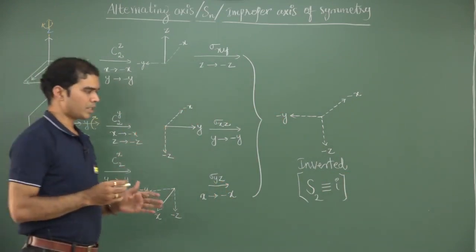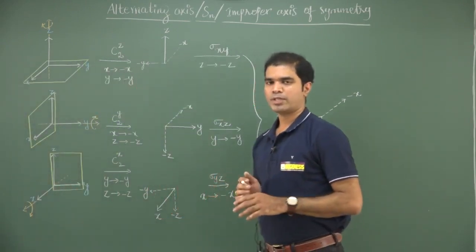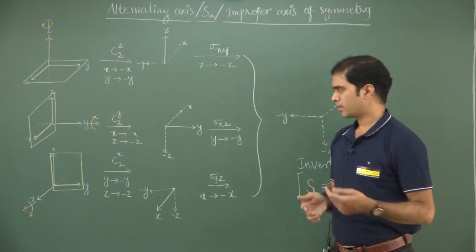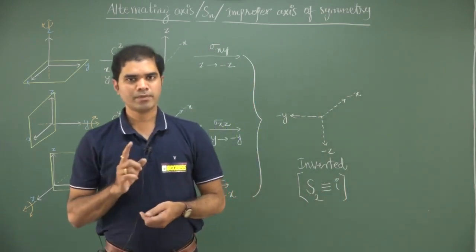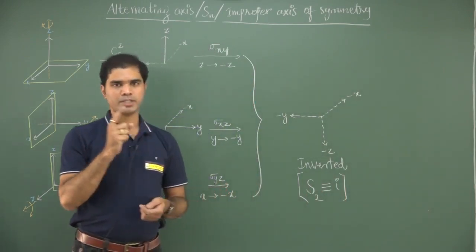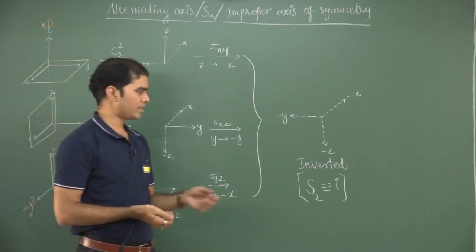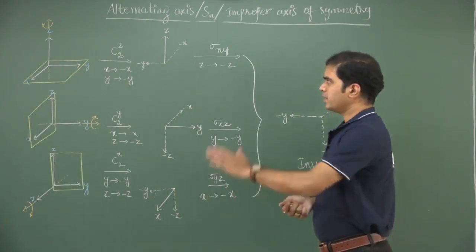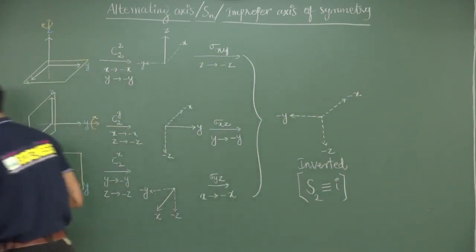Wherever you write inversion, definitely S2 will be present in it. Suppose I give you a molecule such as trans hydrogen peroxide or trans 1,2-dichloroethylene. Once I have given such a molecule, when inversion is present in it, definitely S2 will be present. So for this reason, we conclude that S2 is equivalent to inversion. This is the Sn operation, the Sn improper axis.